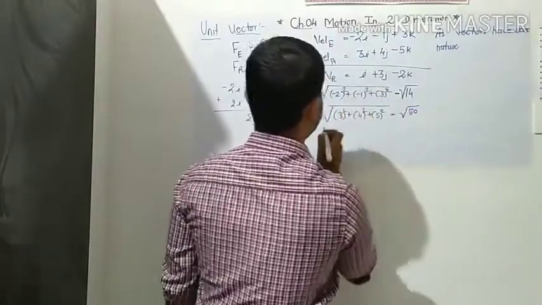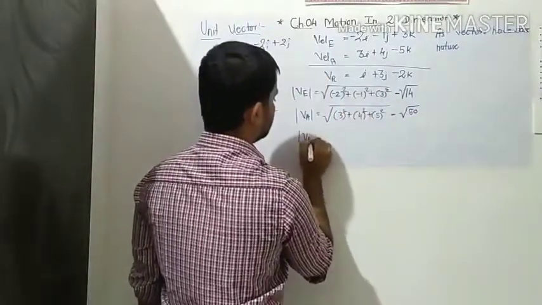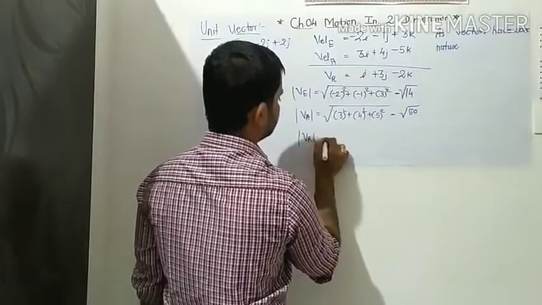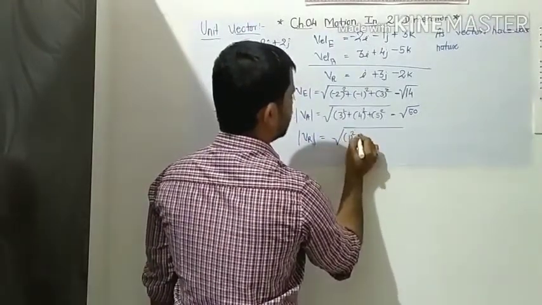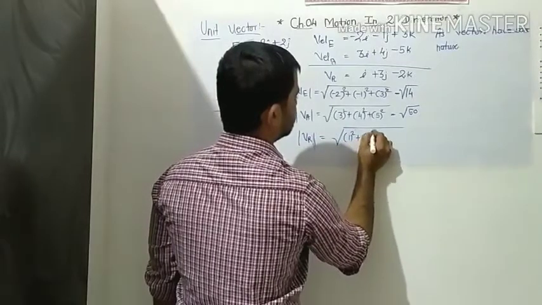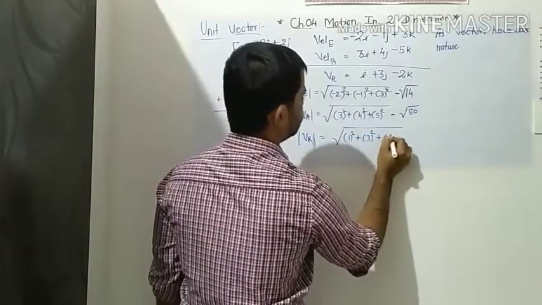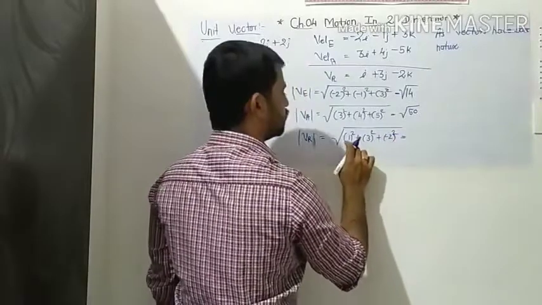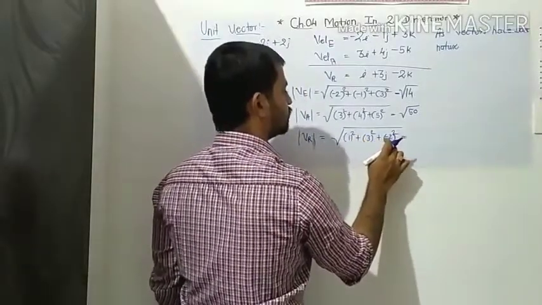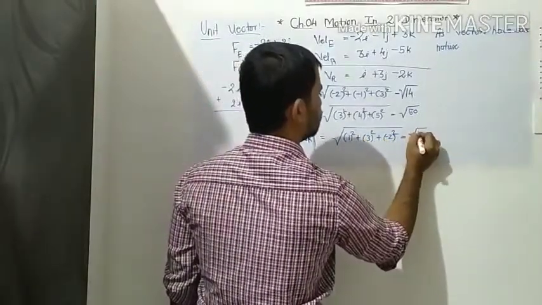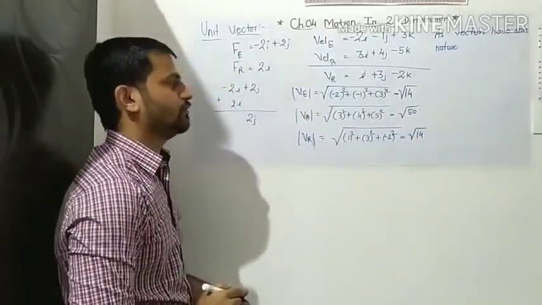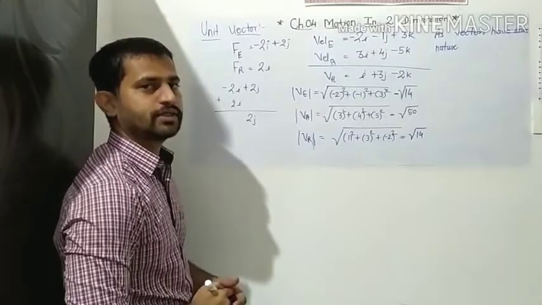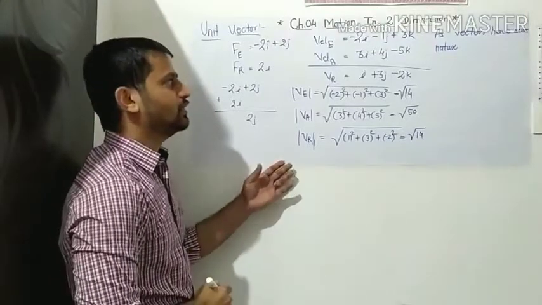What is the magnitude of the resultant? It is under root of 1 square plus 3 square plus -2 square. So 1 plus 9 plus 4, it is again under root of 14. So this is the resultant.